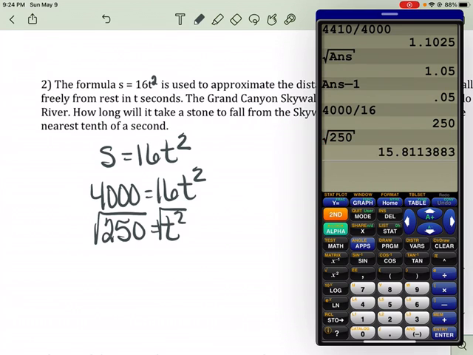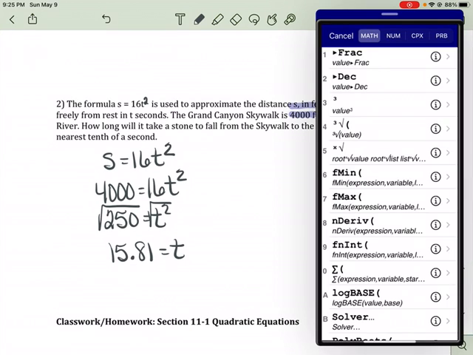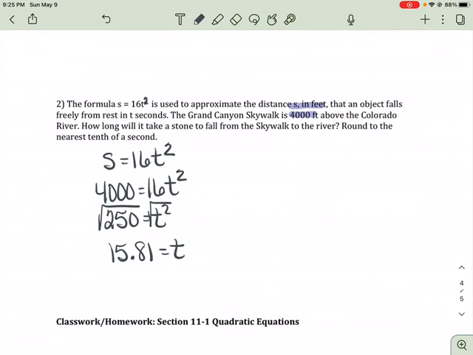That's what I get for doing my fingers. So 15.81 equals t. Notice I'm not doing plus or minus because it's an application problem. Distance can't be negative. Let's see, what does it say to have? Round your answer to the nearest tenth of a second. So it's going to be 15.8 seconds.